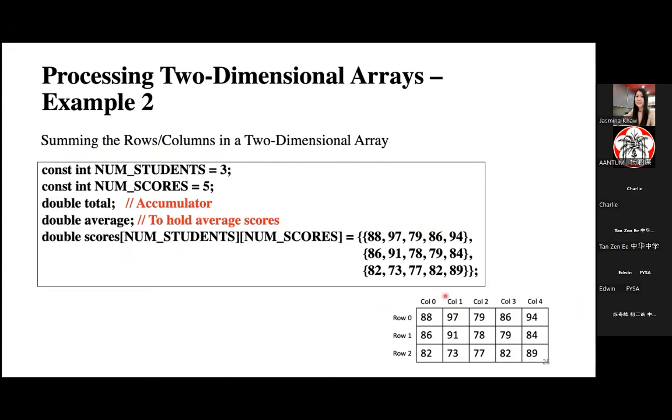This is how we store inside the index number. So we just store accordingly. The first row, we have 88, 97, 79, 86, 94, and so on. For the second row, we have 86, 91, 78, 79, and 84. And for the last row, we have 82, 73, 77, 82, and 89. So here is representing the index number of the row and also the column.